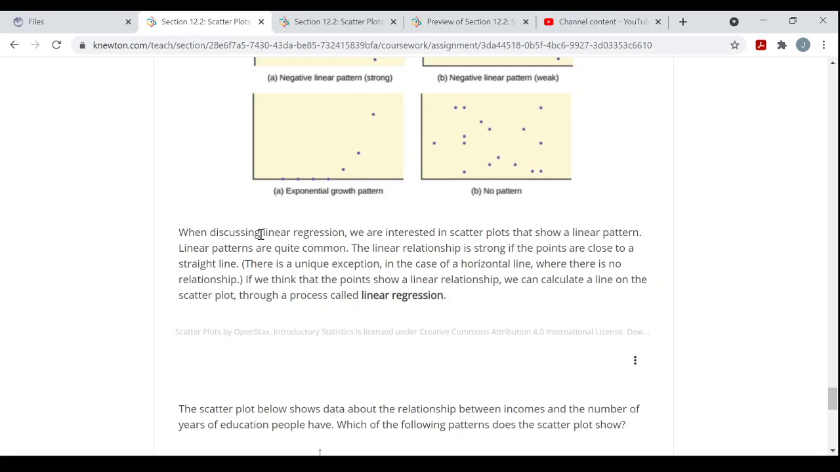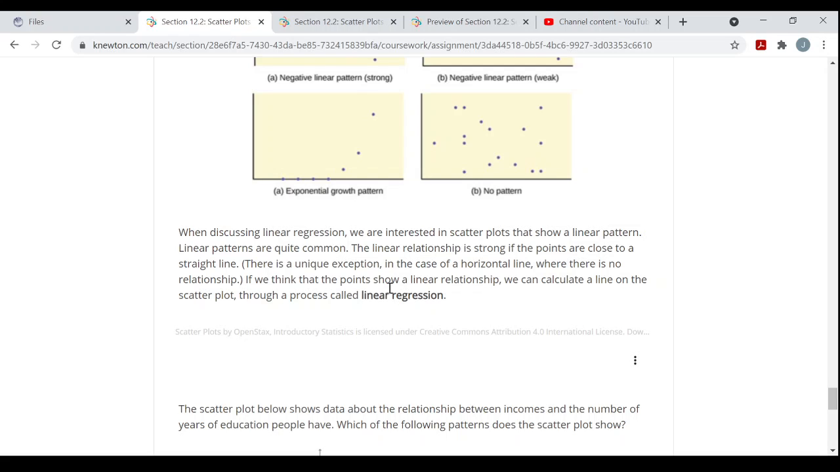So when discussing linear regression, we are interested in scatter plots that show a linear pattern. Linear patterns are quite common. The linear relationship is strong if the points are close to a straight line. There is a unique exception in the case of a horizontal line, where there is no relationship. So with horizontal lines, really there's nothing major going on between the variables. But we're looking for mostly positive relationships, negative relationships, positive sloped lines, and negative sloped lines.